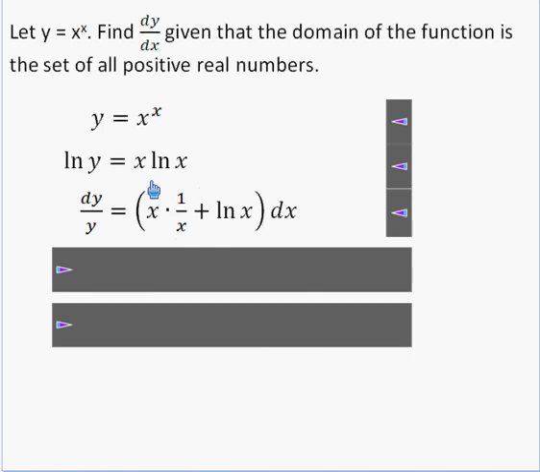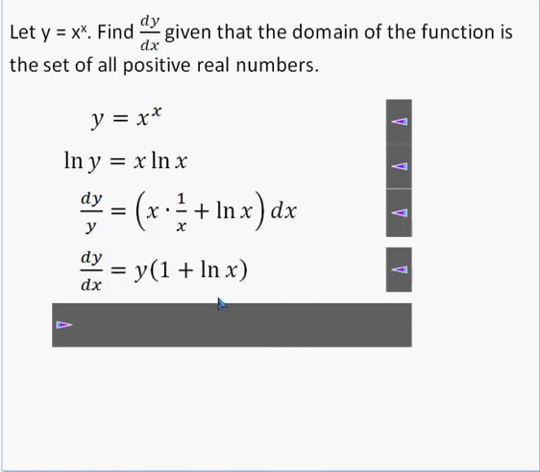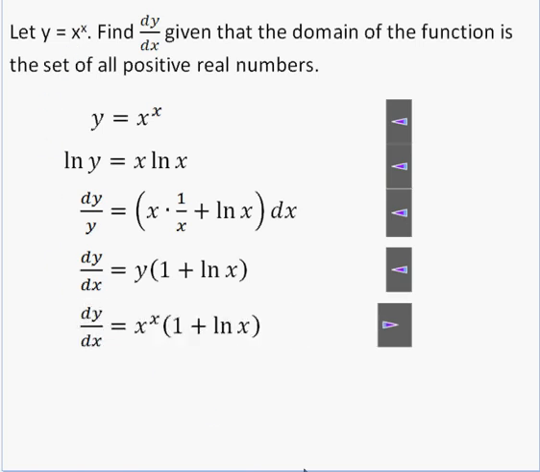We have some canceling that can happen here, and getting dy dx, so I divided both sides by dx, multiplied both sides by y, and now we can substitute back in. Instead of having y, we know that y is really just equal to x to the x. And so our answer is x to the x times 1 plus the natural log of x.